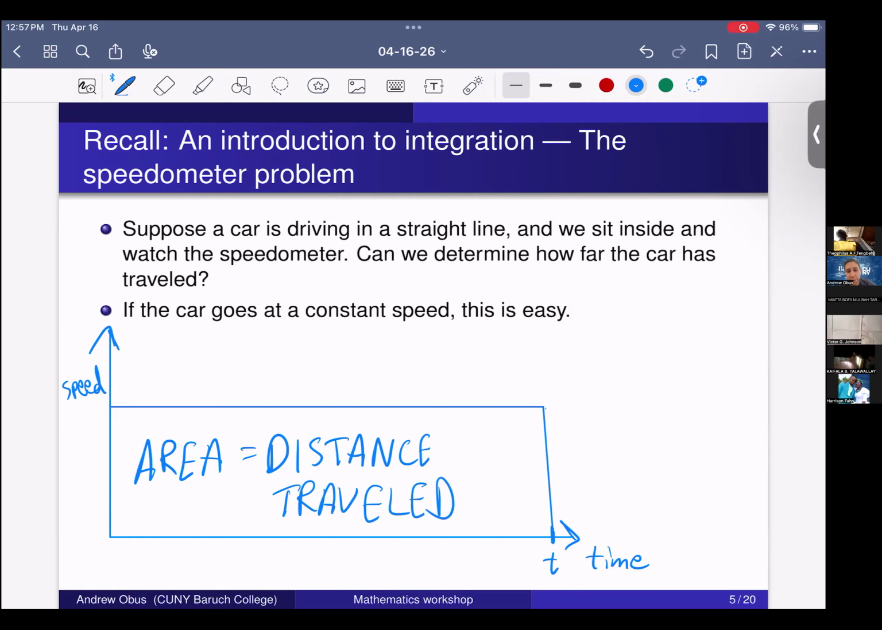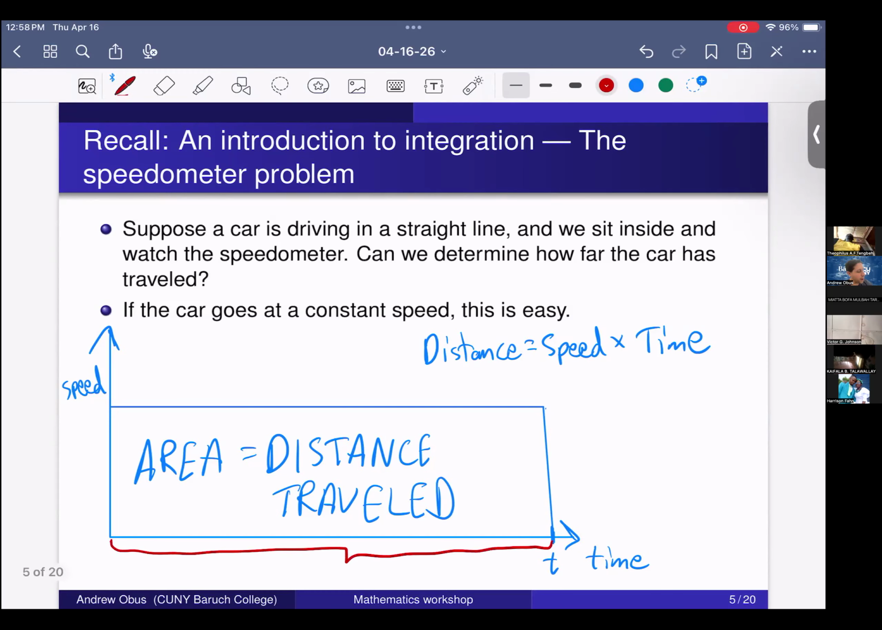And that's just because we have the standard pre-calculus equation, distance equals speed times time, right? The length of the rectangle is the time, and the height of the rectangle is the speed. So the area of this rectangle is exactly the speed times the time, and so this tells us the amount of distance traveled. Okay, so if I watch a car speedometer and we're traveling at 30 miles per hour the entire time, and we drive for an hour, then I know that we've gone 30 miles, right? 30 miles per hour times 1 hour is 30 miles. Okay, so this is very, very basic, does not require any calculus. All right. Okay. Any questions on this?